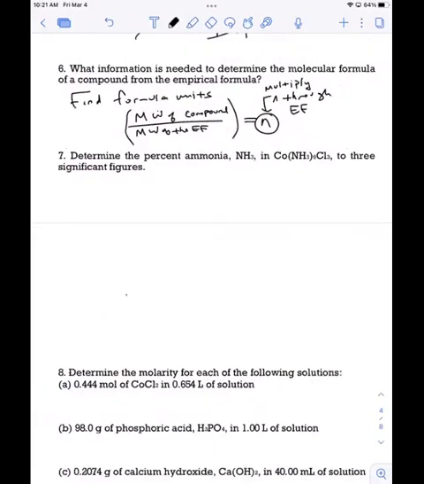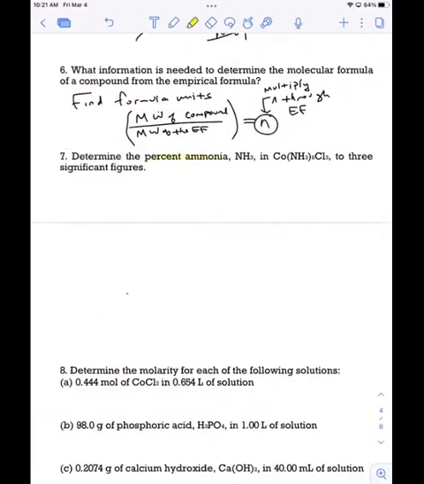All right, let's do 7. It looks like a lot, but it's not. It says to determine the percent ammonia in this compound to 3 sig figs. So what do we need in order to determine the percent? This is just like the problems we did the other day. What do we need to determine the percent? What is that called when we talk about percent ammonia?